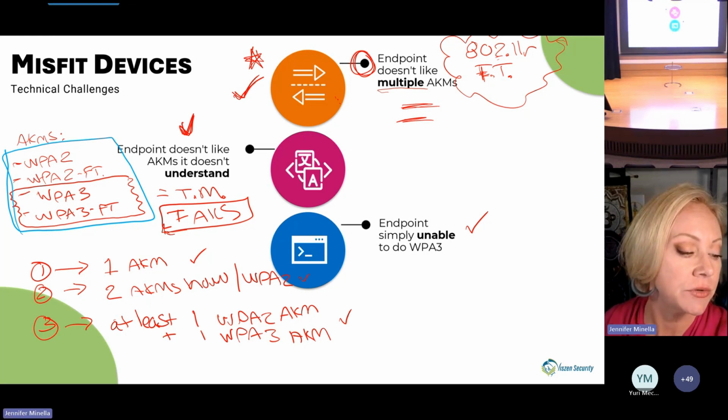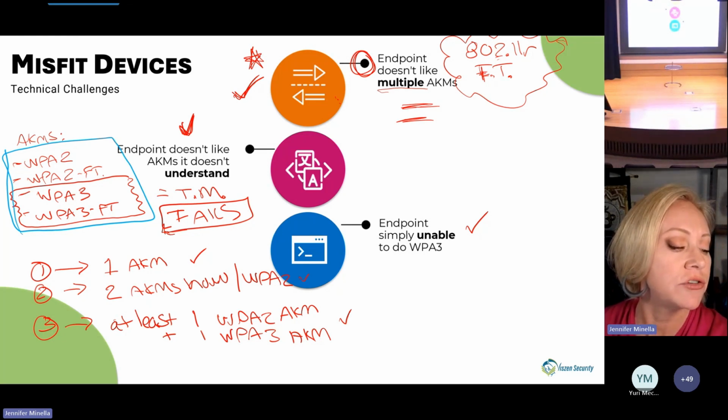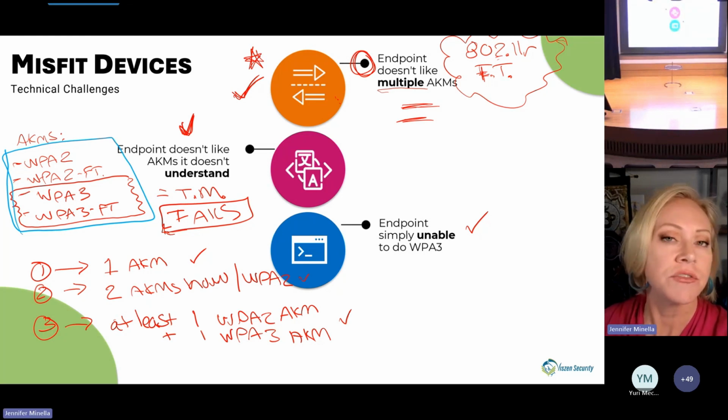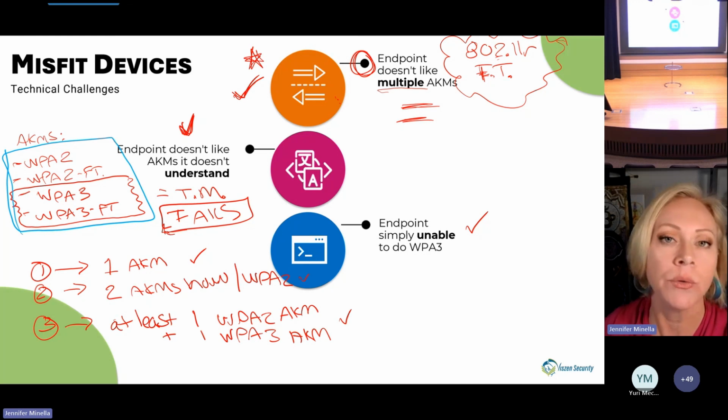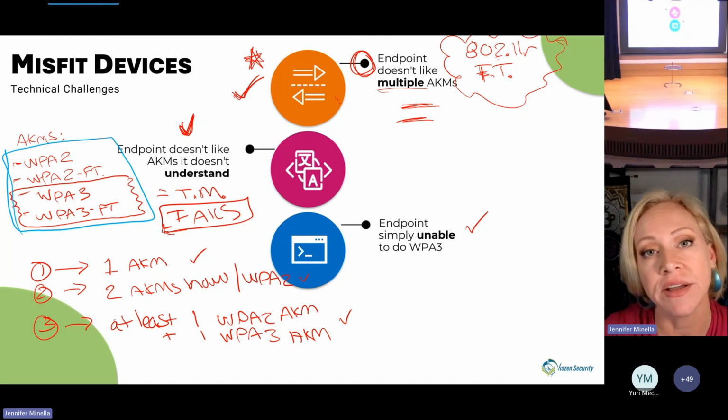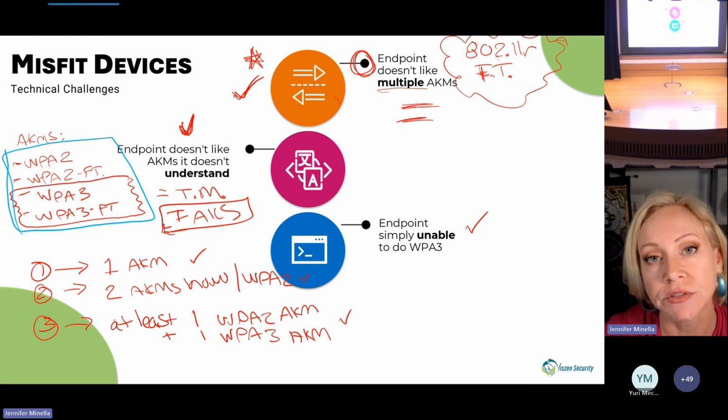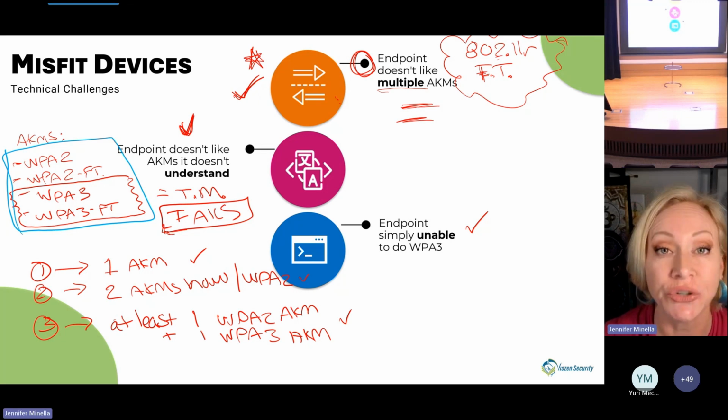But I see WPA2, that's in English. I can do English. And I see WPA2 FT, that's in Spanish. I can read Spanish. And I don't really care if the rest of it's in Latin or German or Portuguese. I'm going to go connect to the thing I know I can connect to, which is one of the WPA2 networks. That's what an endpoint should do.